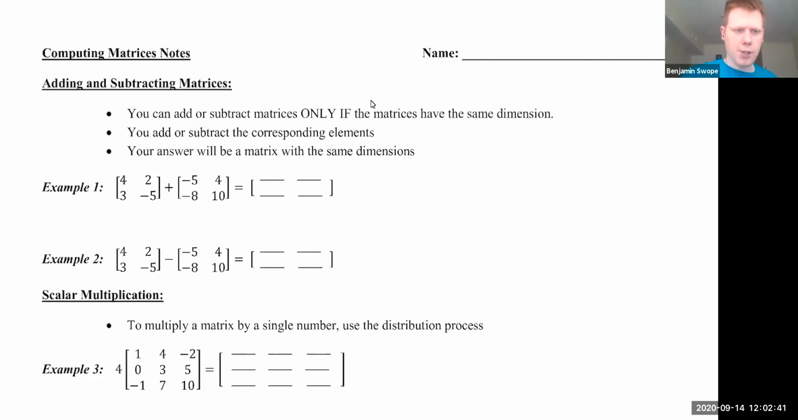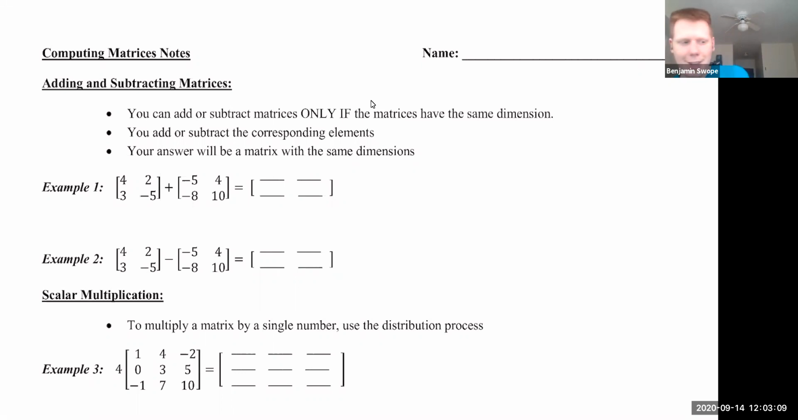But what we're looking at today is adding and subtracting matrices. There's a few things that are important when you're adding or subtracting matrices. The first thing is you can only add or subtract if the matrices have the same dimensions. So you can only add two matrices if they're the same size as each other. You add or subtract the corresponding elements, and your answer will be a matrix with the same dimensions.